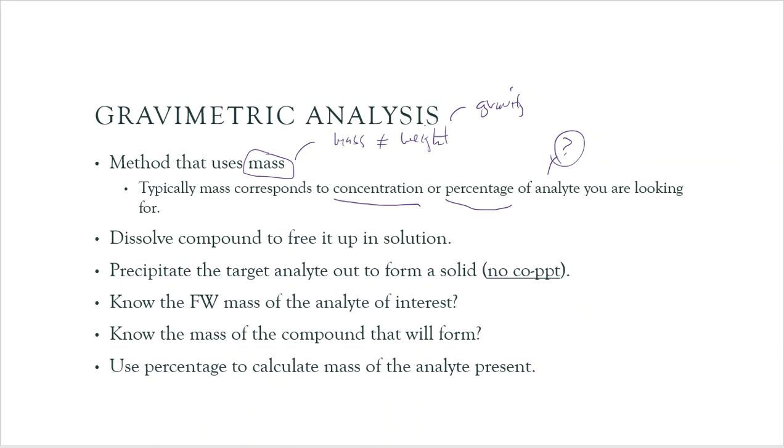There are a couple of steps that are pretty common in any gravimetric analysis experiment. Number one, we're going to have to dissolve the compound, if it's given to me as a compound, and in this lab experiment it will be. So I'm going to take this compound. I don't really know the concentration of that compound or how much of that analyte is present. So I'm going to dissolve that compound up, and that will free it up in solution.